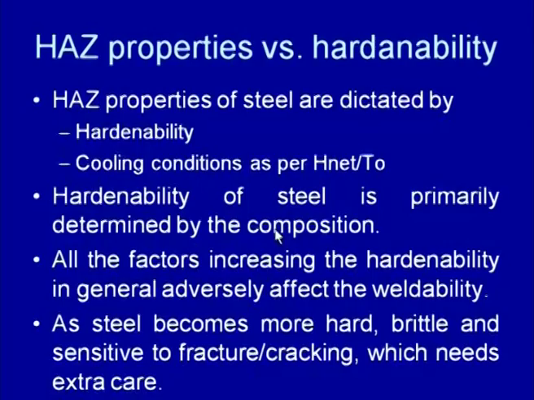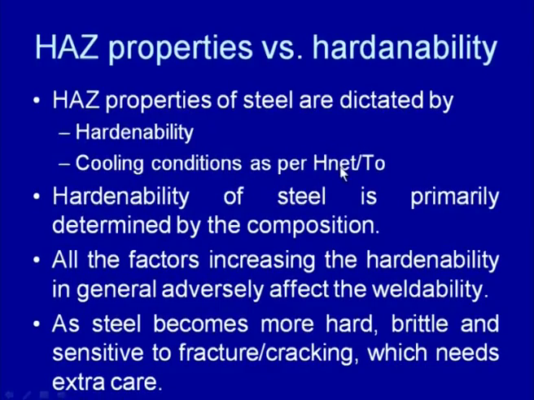Now, as far as HAZ properties are concerned, there are two important aspects: whether hardening of the heat affected zone is taking place or its softening is occurring. If too much hardening is occurring, then it will embrittle the heat affected zone and increase the cracking tendency. That in turn will decrease the weldability of the steel. So, especially in case of steel, the HAZ properties are dictated by the hardenability and the cooling conditions as per the heat input and the initial plate temperature. So, hardenability of the steel is primarily determined by the composition.